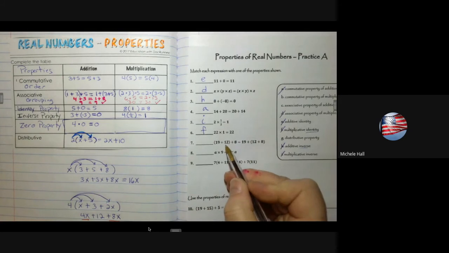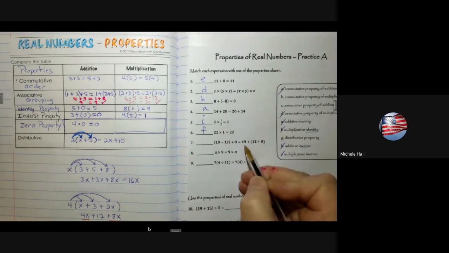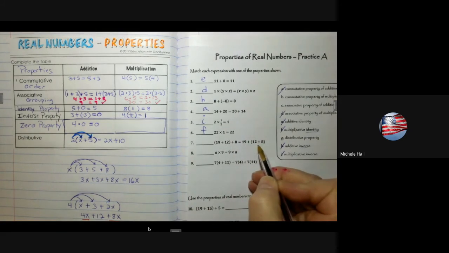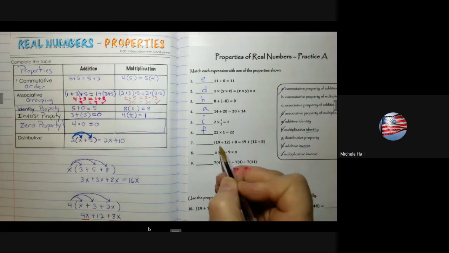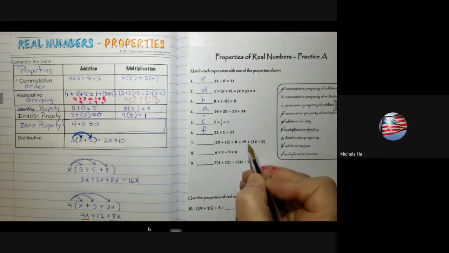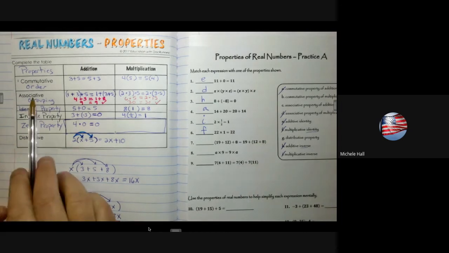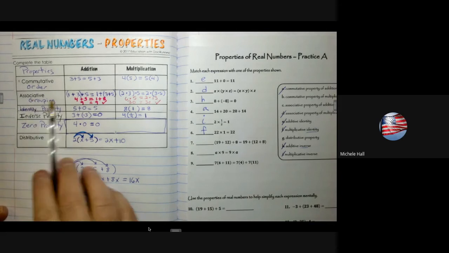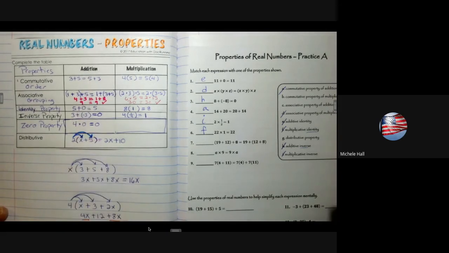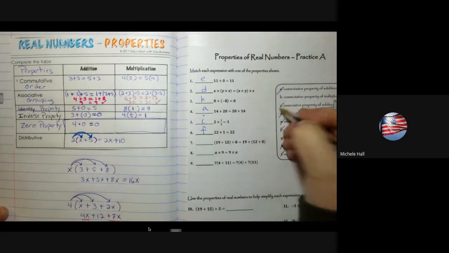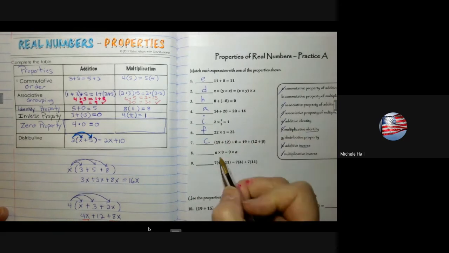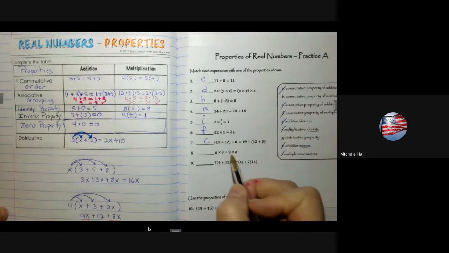19 plus 12 plus 8, and then 19 plus 12 plus 8. We see that 19 and 12 are first grouped together, and then 12 and 8 are grouped together. Which property is about grouping? That would be the associative property of addition.